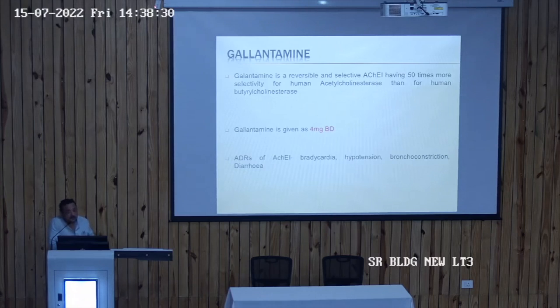Galantamine, it is also a very potent drug, 50 times more selectivity for the human acetylcholinesterase, dose is 4 mg BD. ADR, वही जो cholinergic side effects होते हैं, bronchoconstriction, diarrhea, increased secretions, bradycardia can be there.